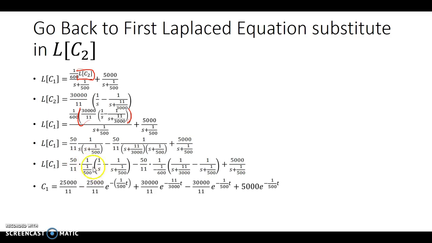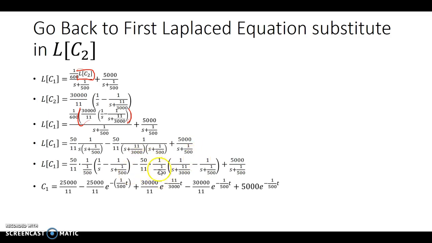So clean up this fraction, it comes out to 250/11. And the inverse of that is 1, so 250/11 times 1, minus 250/11 times the inverse of that, which is e^(-t/500). That nasty fraction product right there becomes 300/11. And the inverse of that is e^(-11t/3000).